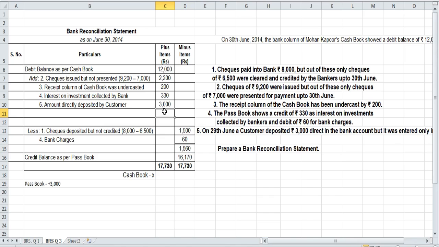This will be a little confusing to you all. So these two, all this that we have, the plus items 17,730, we minus from there 1560, and so it will be debit balance, credit balance, cash book, and the closing will come as passbook. Okay, so this is how we make the bank reconciliation statement. With whichever book it starts, we have to move that book and match with the other book.